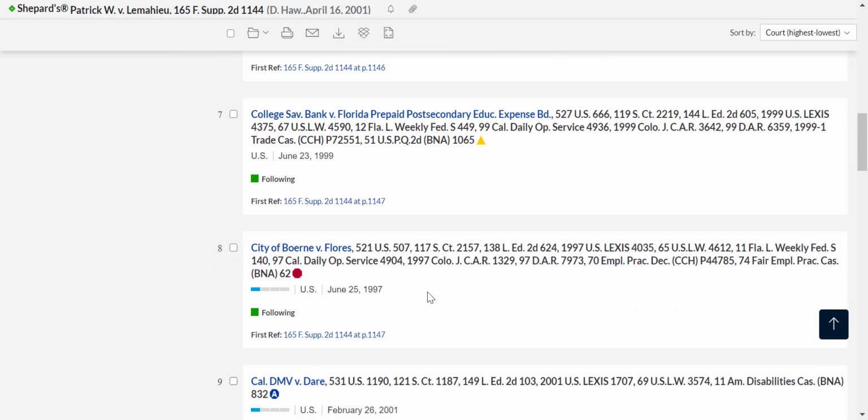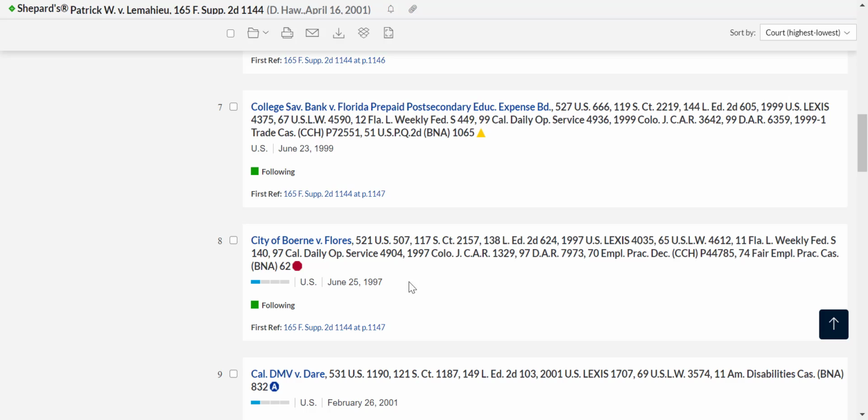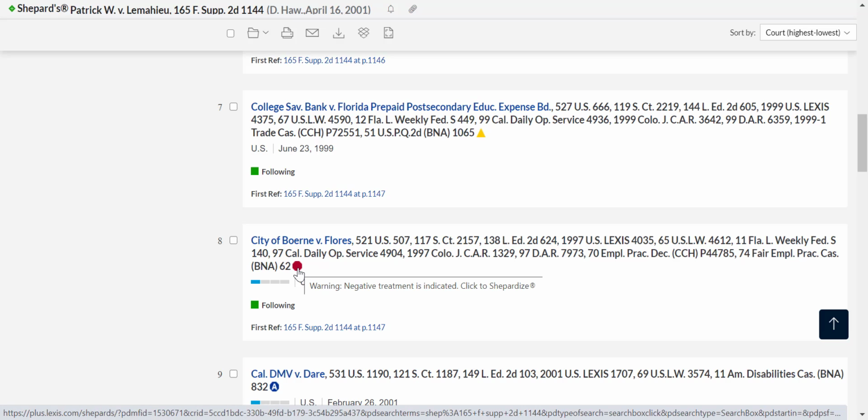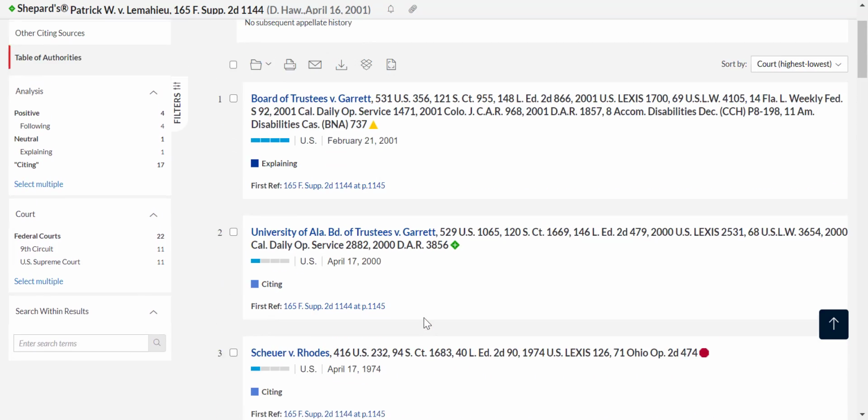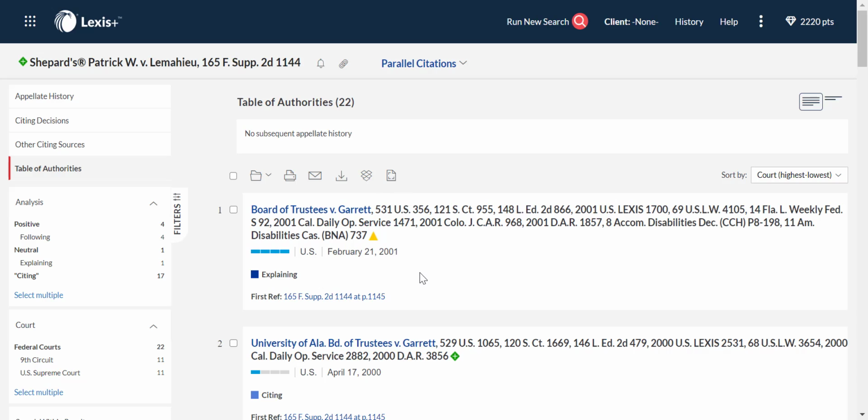But we want to pay attention to the Shepard signals, like here. This is telling us that the Flores case is one that Patrick W. follows. And if we look at the Flores case, we can see that it has negative treatment. So we want to pay attention to things like that because it could be that our case is relying on shaky precedent in following this particular opinion. So the table of authorities can be like your secret weapon in making sure that everything you're citing to is strong in terms of precedent.